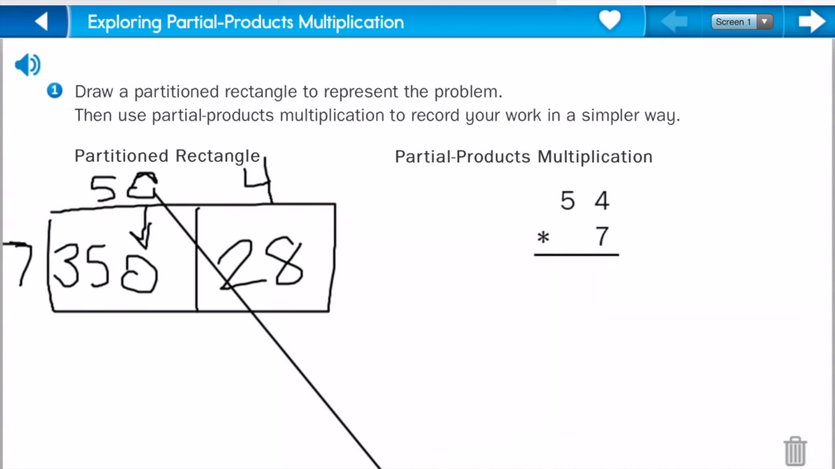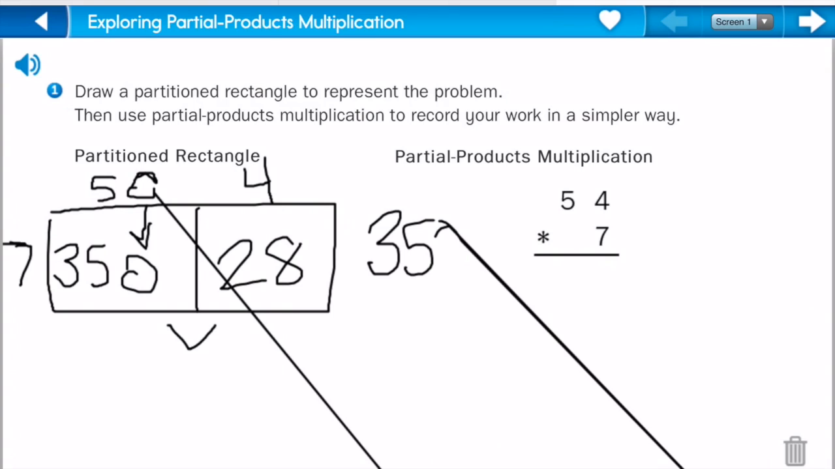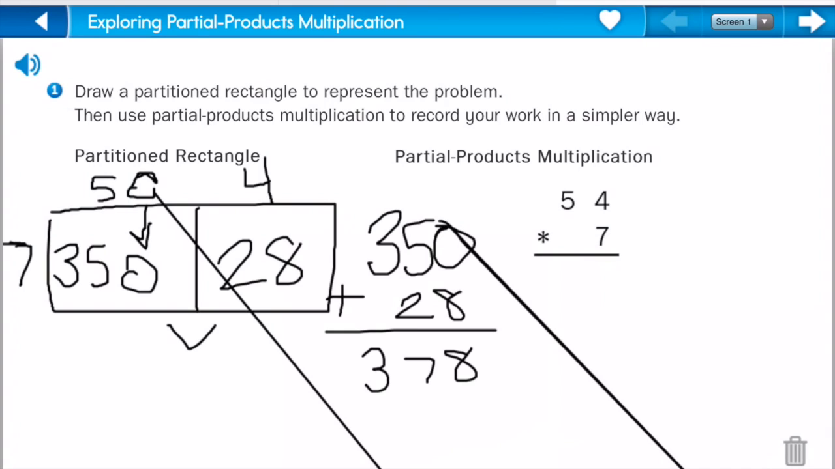Alright, so now what we do is we need to do something with these two products. We're going to add them together. Oh, sorry guys, I keep making that big long line. My finger hits the screen. So we're going to add those together. We get 0 plus 8 equals 8. 5 plus 2 equals 7. 3 plus 0 equals 3. So we get 378. Now we need to multiply. So we do 4 times.